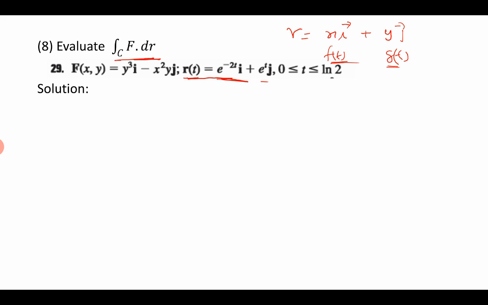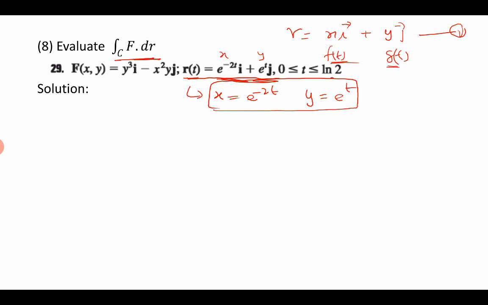This is r. From r we get x i plus y j. x is e raised to minus 2t, y is e raised to t. This is important information. Comparing the original form of r with the given, x is e raised to minus 2t. Now we got the parametric form, isn't it? Now f dot dr. Let's find f dot dr.